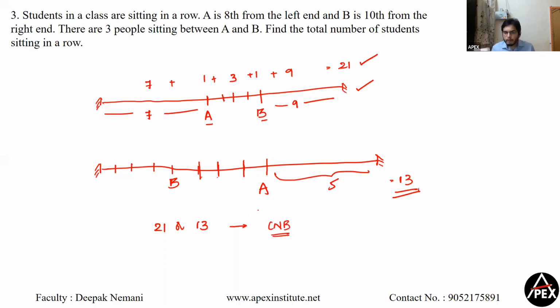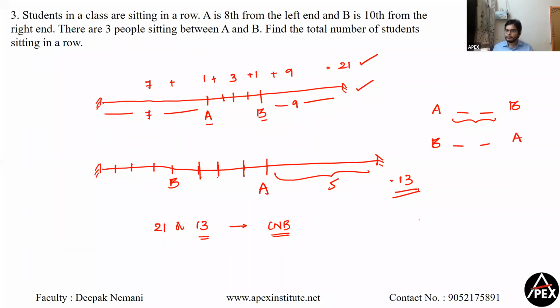So I was searching for someone to tell me 13. So 13 is also a possibility, isn't it? What are the total number of students sitting in the row? It can be either 21 when B is sitting to the right of A, and it will be 13 when B is sitting to the left of A. And in arrangements, whenever it is given that there are two people sitting between A and B, you will be having two possibilities. A dash dash B and B dash dash A.